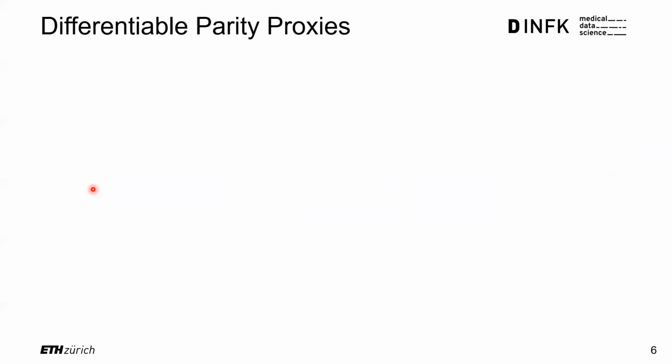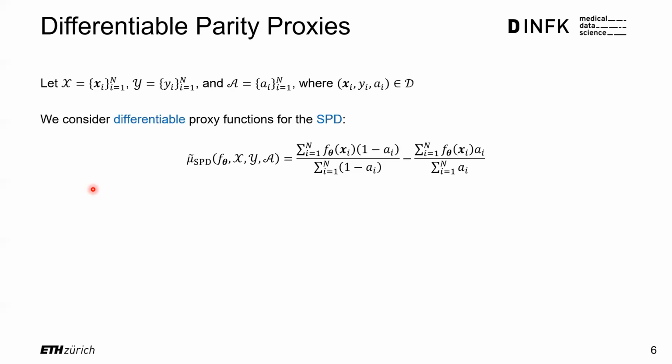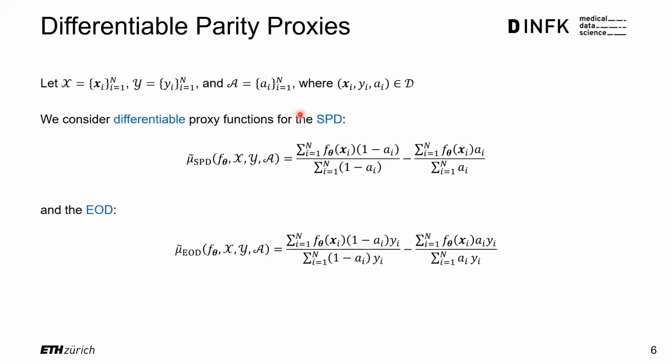So in this work, in order to be able to reduce the bias efficiently within neural networks, we utilize differentiable parity proxies. In particular, we work with the SPD and EOD and propose the following proxy functions given in this slide. As you can see, the SPD function requires the knowledge of the output of the neural network and the protected attribute, whereas to compute the EOD, we additionally need the ground truth classification label. The intuition is to optimize these bias proxies directly and efficiently, and to design intra-processing algorithms that would optimize them.